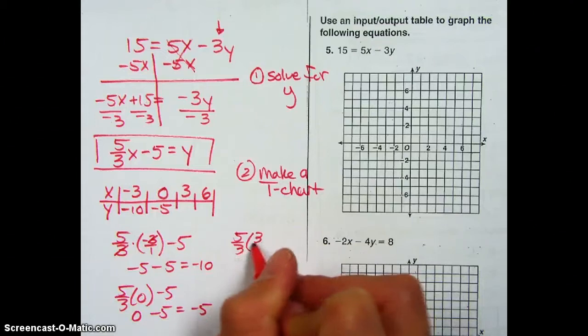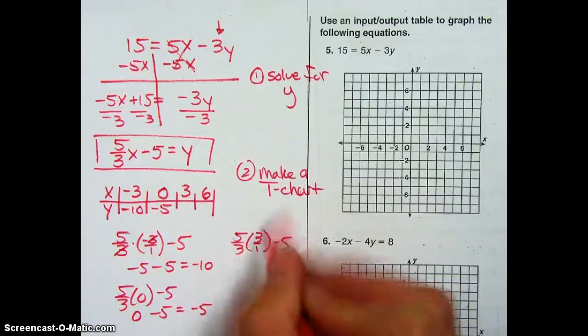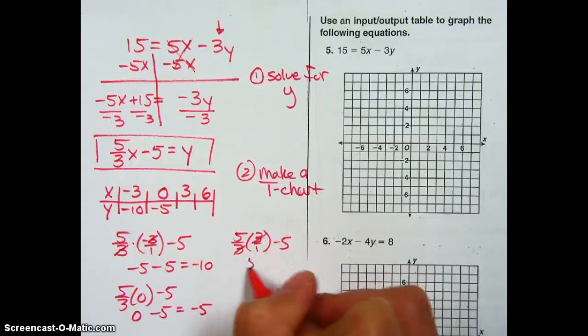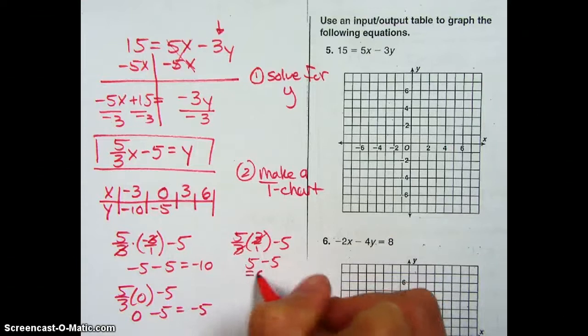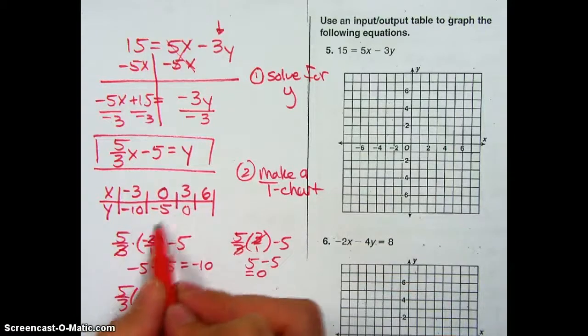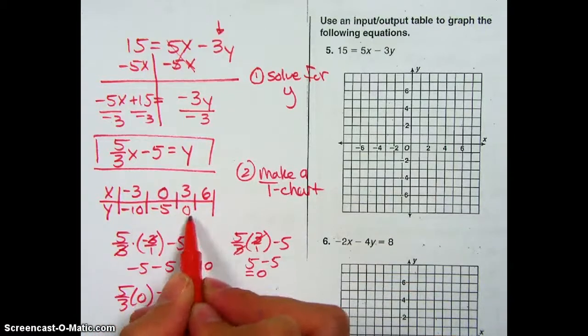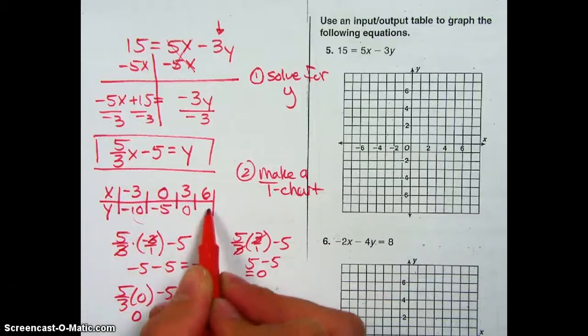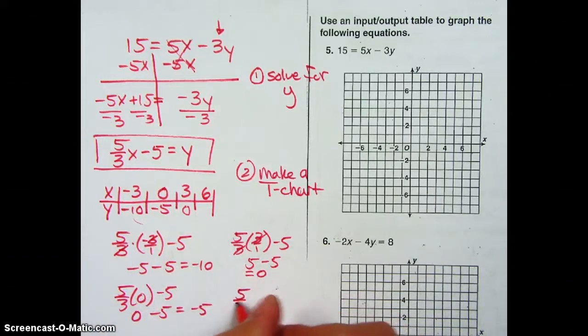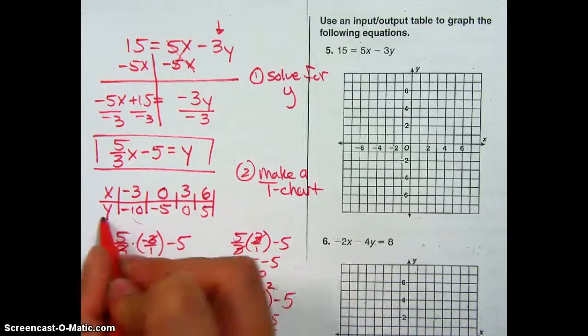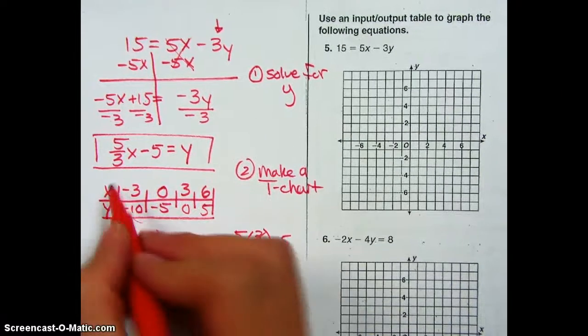Go to the next one. 5/3 times 3 over 1 minus 5. Well, cross cancel, I get 5 minus 5, which equals 0. And you can kind of see the pattern happening here. It's increasing by 5 each time, so you can already tell me that this is going to be a 5, but I will prove to you that is the case. 5/3 times 6 over 1 minus 5. Well, cross cancel: 2 times 5 is 10, minus 5. Aha! I was right. I am a genius. No, wait a minute. That's not right. All right, so there you go.